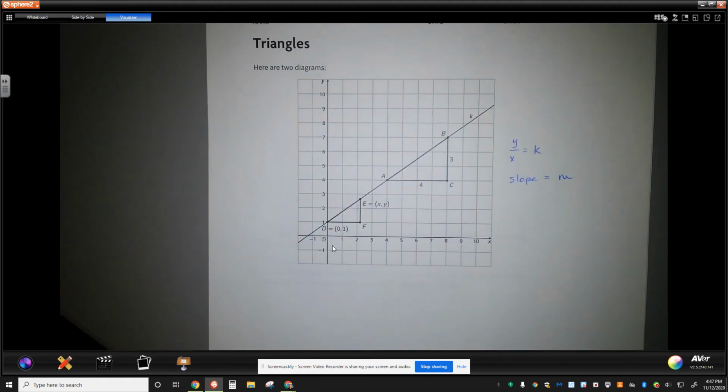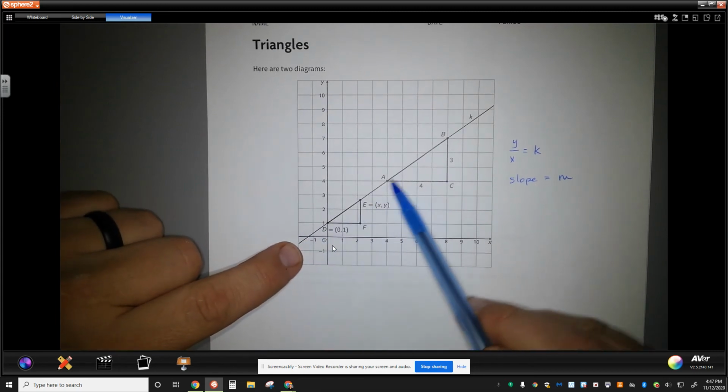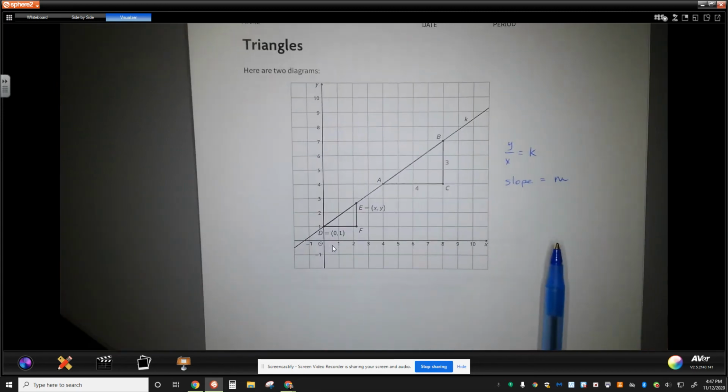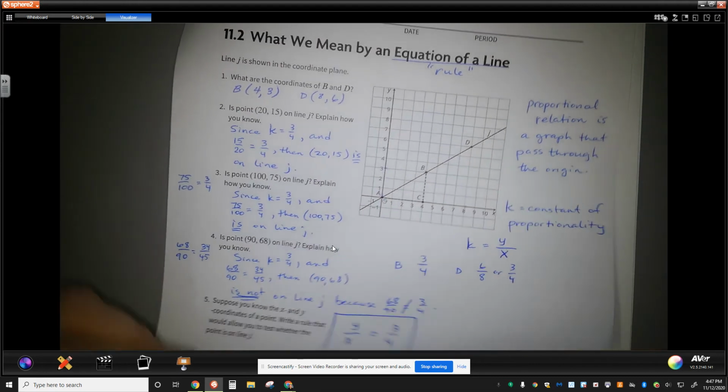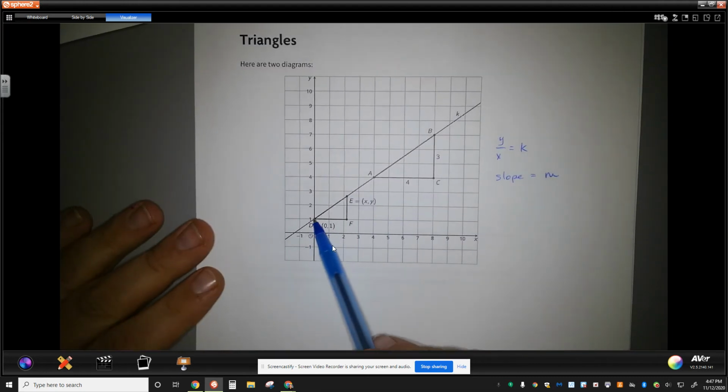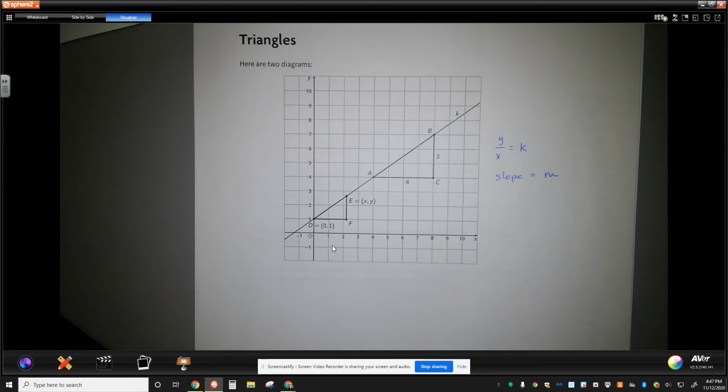Now, why are we doing that? Well, if you look at this line right here, compared to the previous line, we see this one passes through the origin, and this one does not. Because it does not pass through the origin, we no longer have proportionality. It's not a proportional relation, it's just a regular linear relationship.